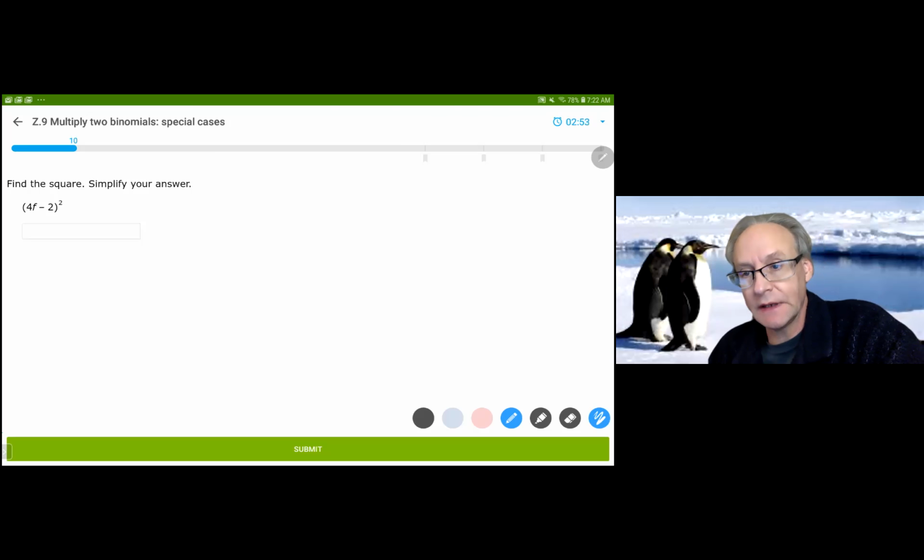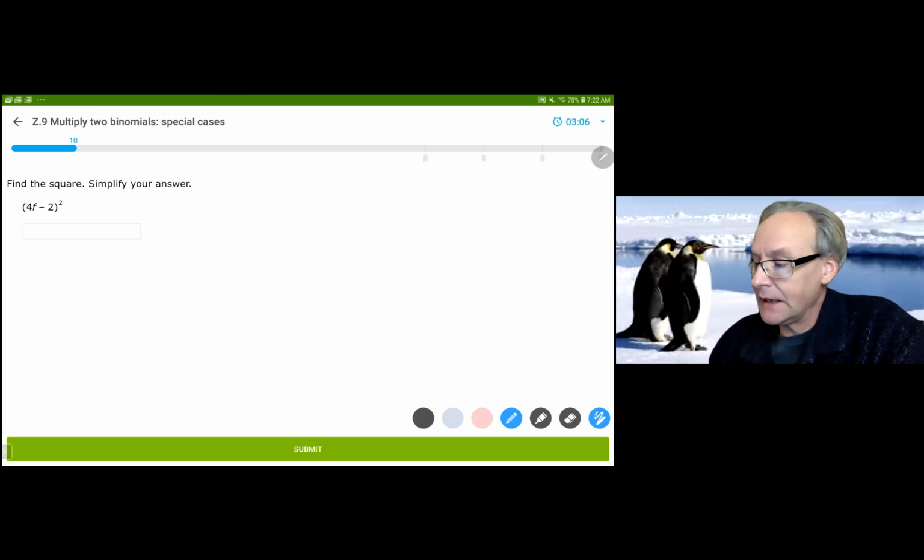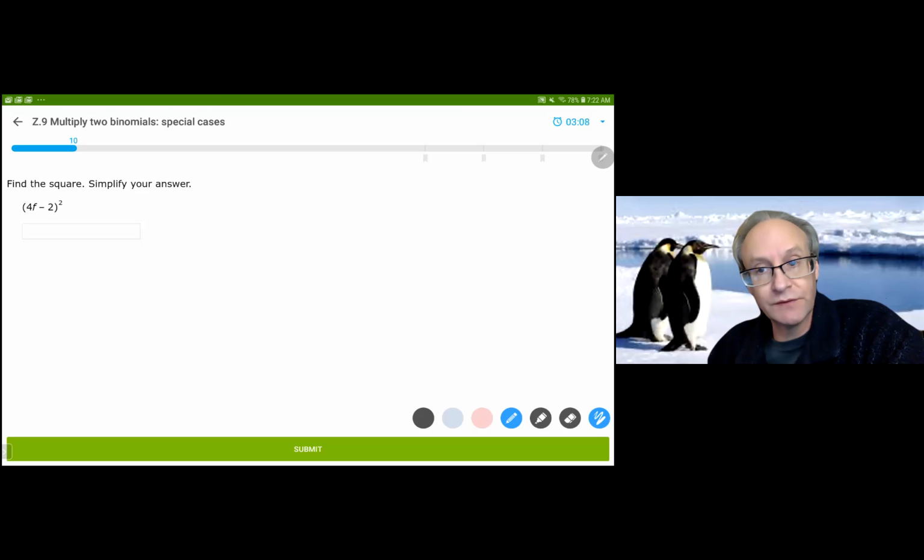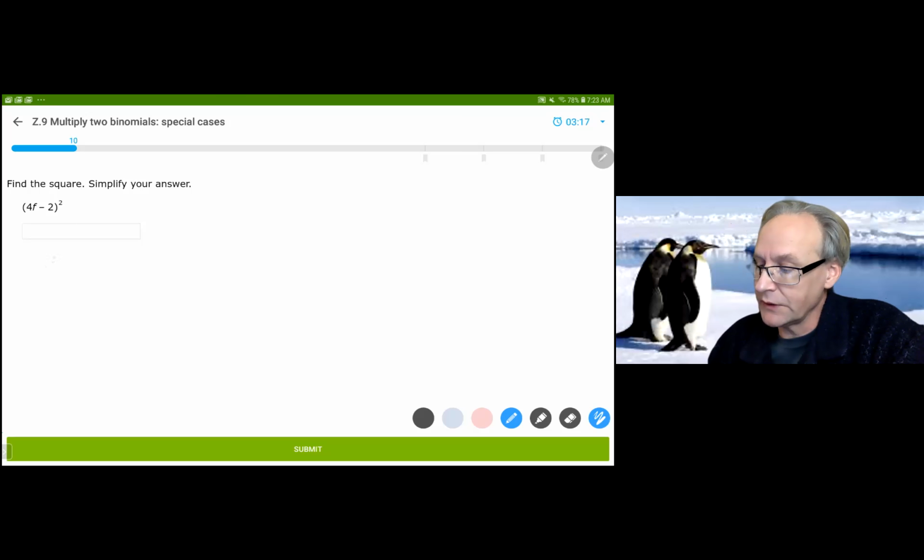And there's two things about perfect square trinomials that we always want to keep in mind. First of all, you cannot distribute that square. I know you think you can, but you can't. If that had a number in front of it, if I was multiplying by 2, I could distribute the 2 by multiplying it by both terms. But you cannot distribute a square. What you can do is we can rewrite it as 4f minus 2 times 4f minus 2.